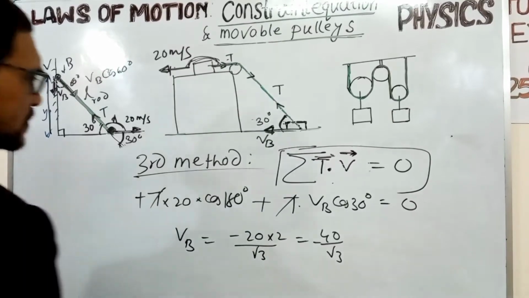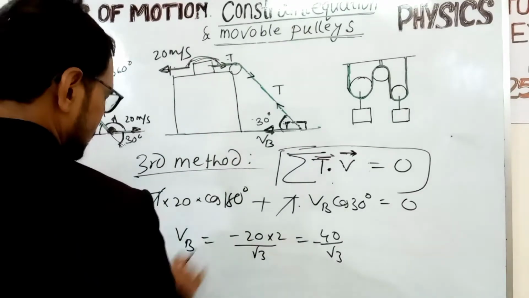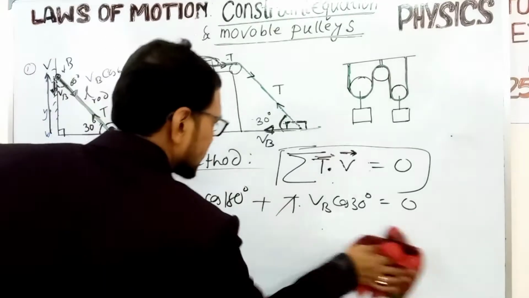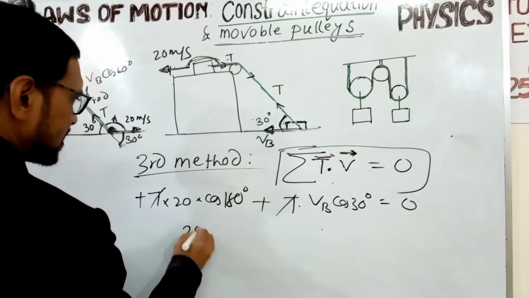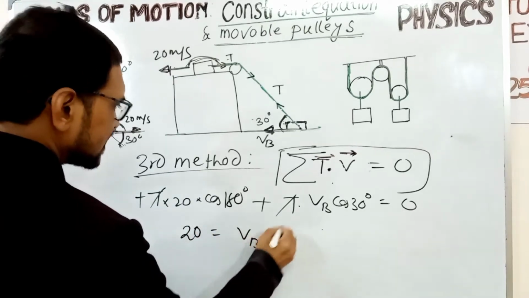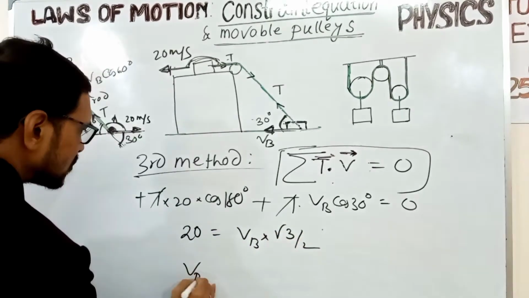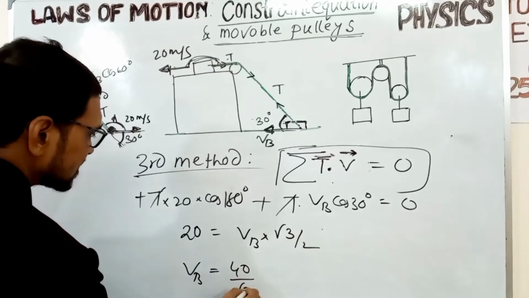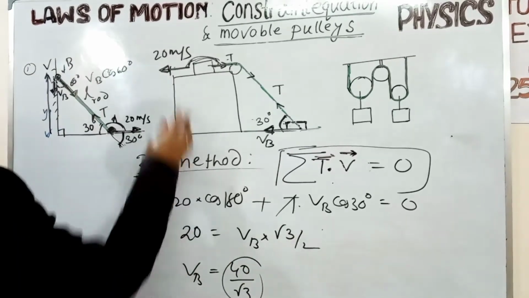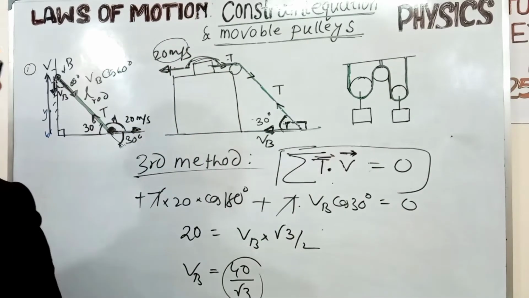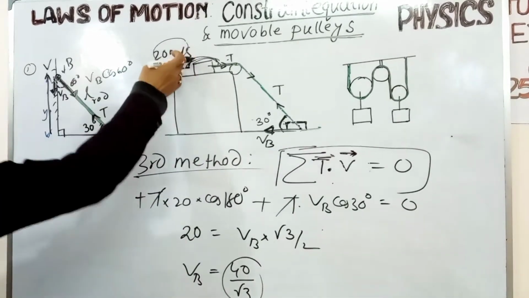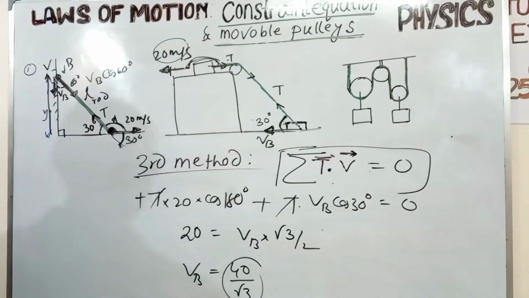We take the magnitude. So cos 180 is minus 1, so 20 equal to VB cos 30. So VB equal to 40 by root 3. So this is the answer. So the direction of V and VB will be the same, because we take this as positive, so VB is also positive. So this and this direction will be the same.